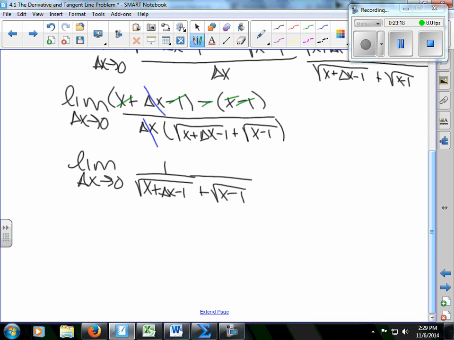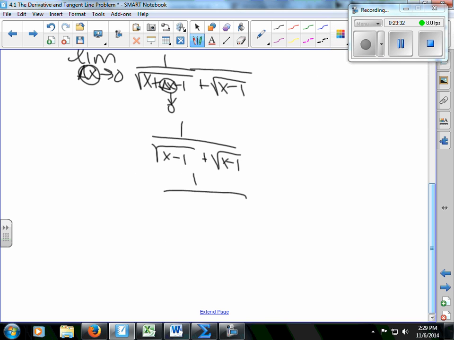Now I'm going to evaluate this limit. Notice the only part where I have delta x is right here, and I'm just going to make him 0. So I have 1 over radical x minus 1 plus radical x minus 1. Oh, those are the same thing. 2 radical x minus 1. That is the derivative, g prime.